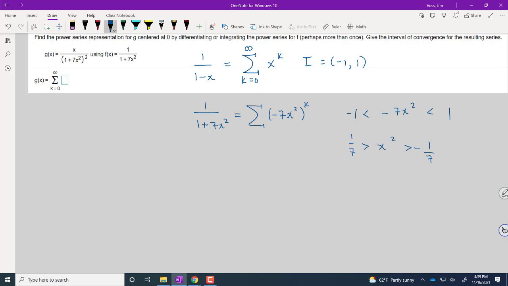We have that. Now here things get a little fishy. You can convert this back into absolute value of x squared less than 1/7. That's how you go back and forth between a compound inequality and an absolute inequality. You've seen that. Usually we're going this direction. If we have the absolute value of something, we turn it into this inequality.